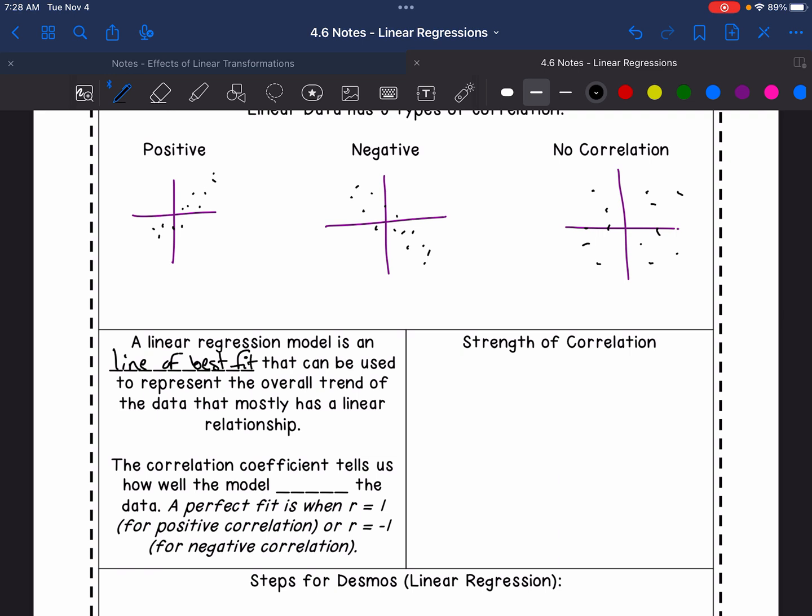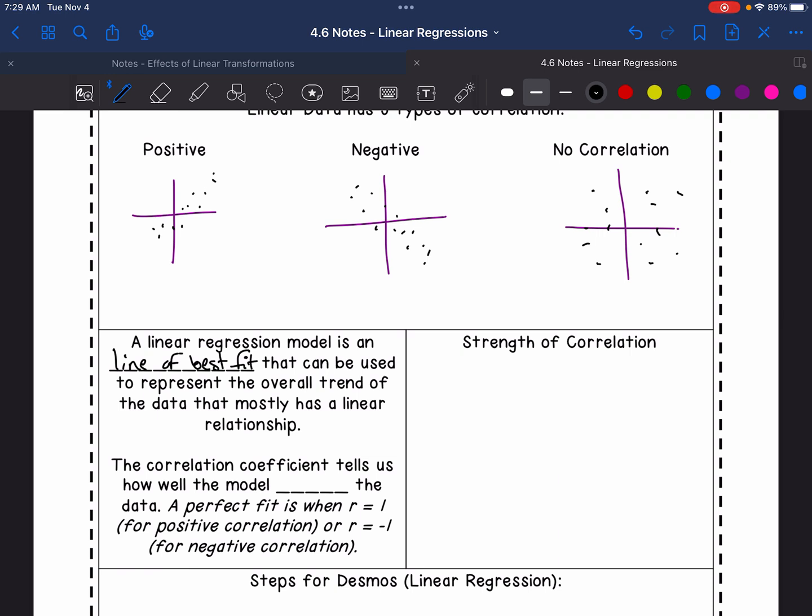So a linear regression model is a line of best fit that can be used to represent the overall trend of the data that mostly has a linear relationship. So back in 8th grade math, you practiced doing a line of best fit when they give you a scatter plot and you have to get a ruler and your pencil and actually draw a line that shows where the trend is heading. In Algebra 1, we get to use technology to make a more exact line of best fit, which is why it's called a linear regression, because we're using the strategy of regression in that calculator model to find an exact line.